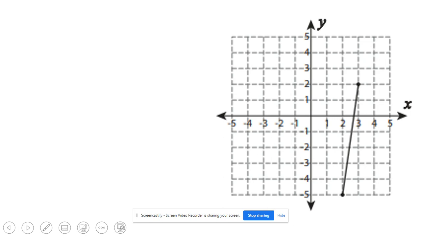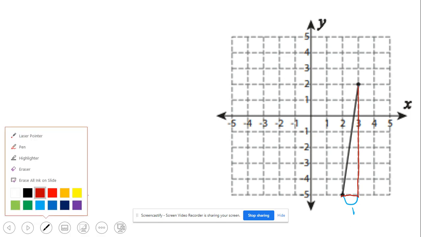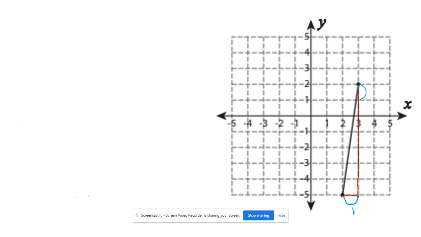So remember, step 1 here is to make that right triangle. Here we go. Here's our right triangle connecting those points. Step 2 is telling us to count. 1, and over here we got, whoops, I erased that. There we go. Let's make our right triangle again. And then we're going to count 1, 2, 3, 4, 5, 6, 7.